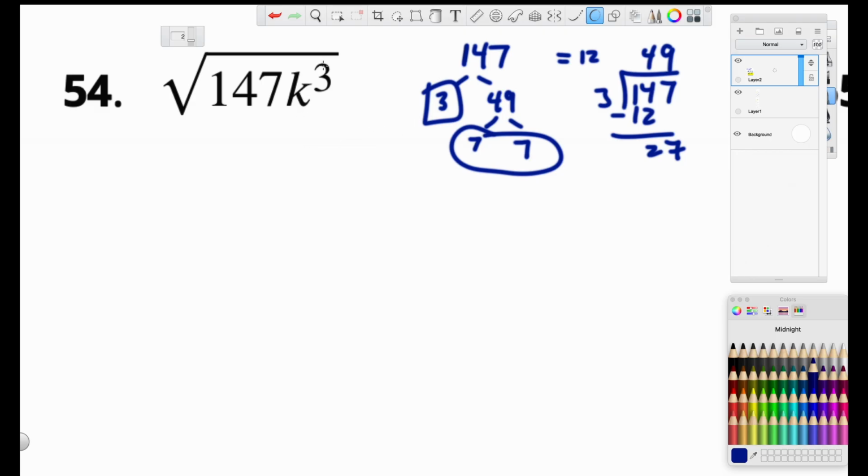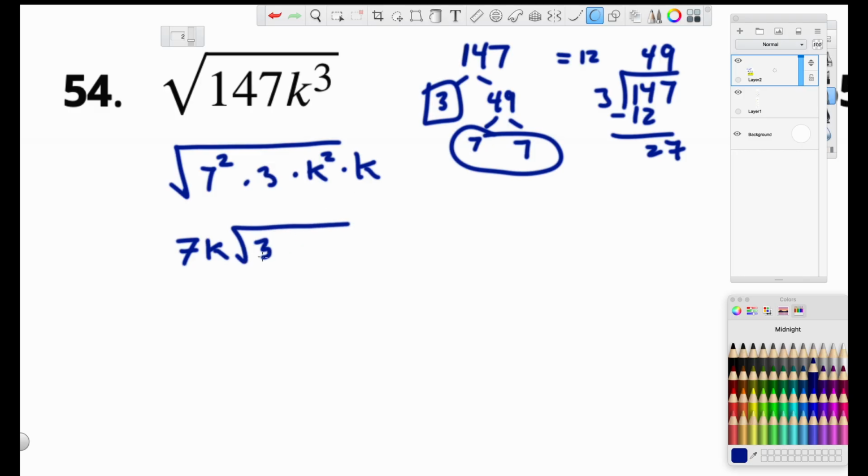Now k to the third, how about I rewrite this one so maybe we can understand what's happening here. So this is 7 squared, and then I got times 3, right? 7 squared is 49, so 7 squared times 3 times k squared times k. It's another way I can write k to the third. Well, what's the square root of 7 squared? You know the square and the square root undo each other, so that comes out. Square root of k squared is k. And then the 3 and the k are odd. They don't have any pairs, so they're going to stay in the radical. And that's it.